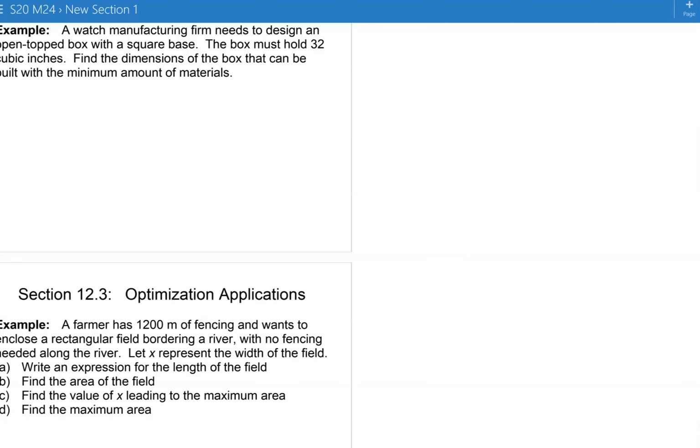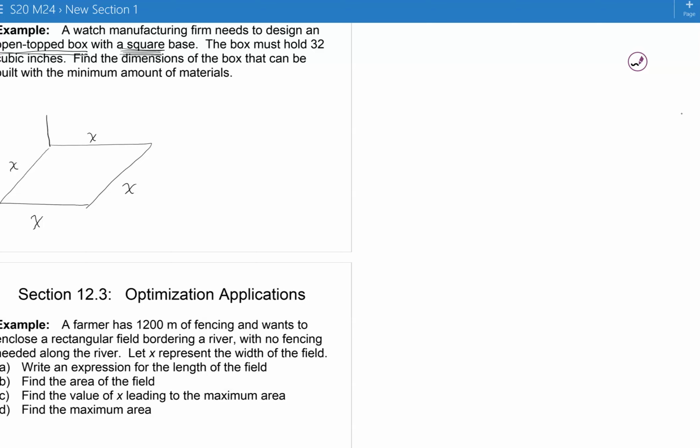Okay, so let's look at this example where we're designing an open-topped box with a square base. So I'm going to draw the square base. And what we know if a base is square is that the sides are all the same length. So I'm going to call that length of the side x. You can call it whatever you like. It just needs to be the same letter on all of the sides because they are all the same.